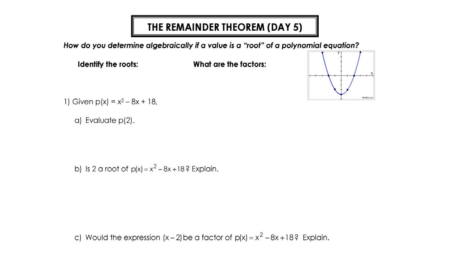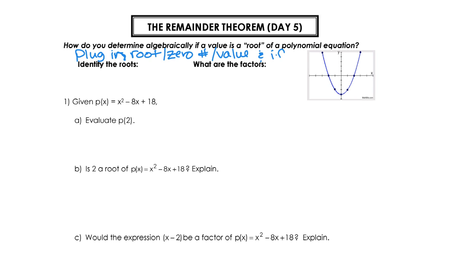All right, guys, we're on Unit 10, Day 5, and this is called the remainder theorem. It says, how do you algebraically determine if a value is a root of a polynomial equation? How do we determine if a root is? Well, I guess we could see it graphically if it's on the x-axis. Or we could go ahead and plug in the root, or zero number/value.